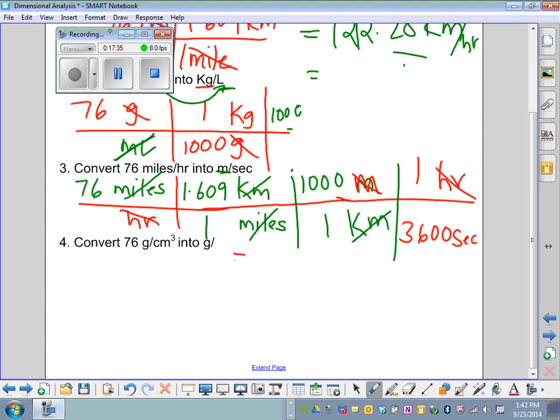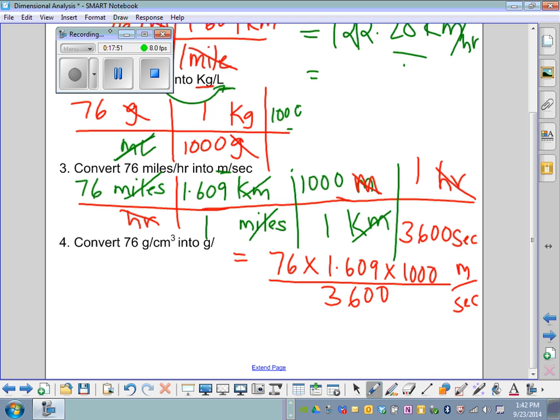Alright? So now, what happens? My meter, well, I have to be in meter, sorry. My hour and hour cancel out. Is that right? And what's my math in this problem? 76 times 1.609 times 1,000 divided by 3,600. Is that right? And my unit is meters per second. Is everybody with me?